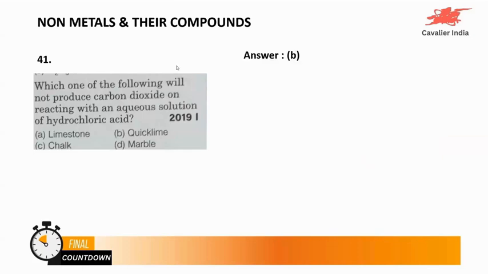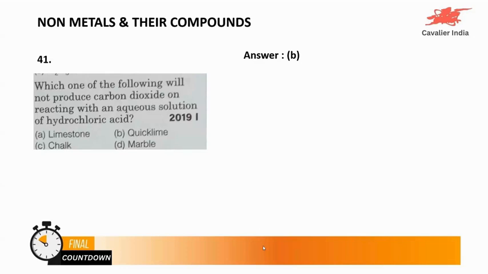Marble, limestone, chalk, these are all calcium carbonate. When calcium carbonate reacts with the acid, carbon dioxide gas is liberated. Quicklime is calcium oxide, CaO. So that is the right option. Quicklime is the common name for calcium oxide.